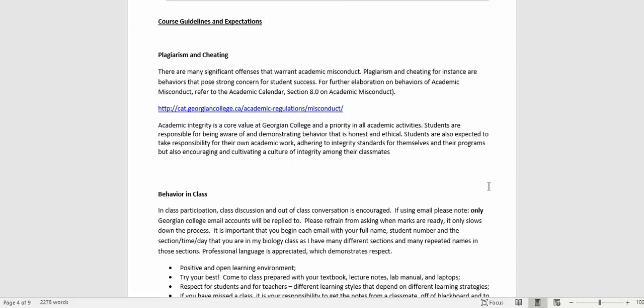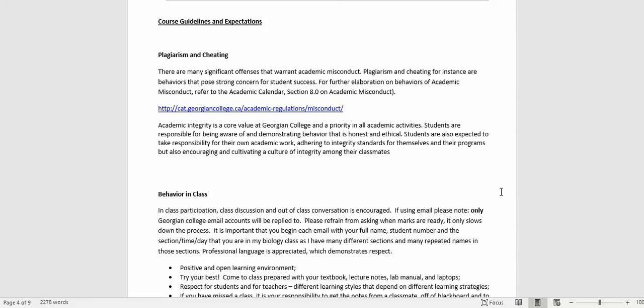Now, one of the things about an online course is academic integrity. We are going to be very aware of academic integrity. It's a core value and a priority. We are going to be looking for you to demonstrate behavior that's honest and ethical. This is in your own best interest. Having a thorough grasp of the material is much more advantageous than a couple of extra marks that you're going to get by being academically less honest.